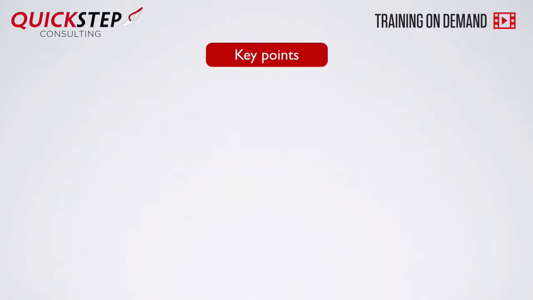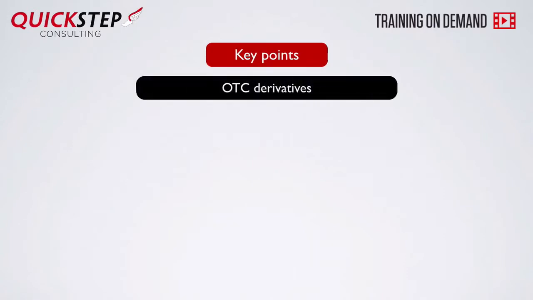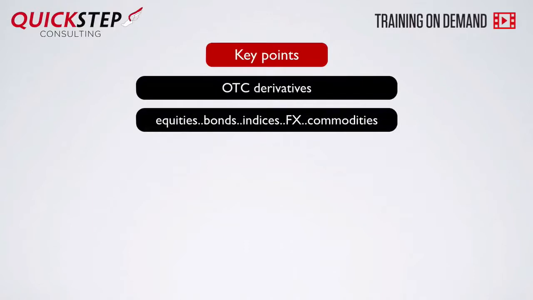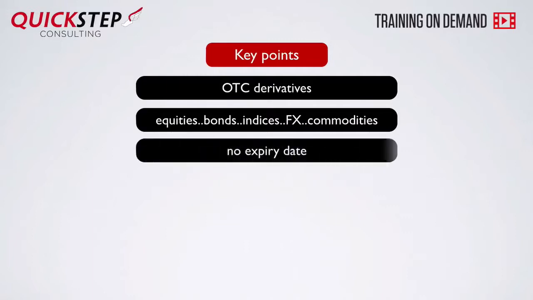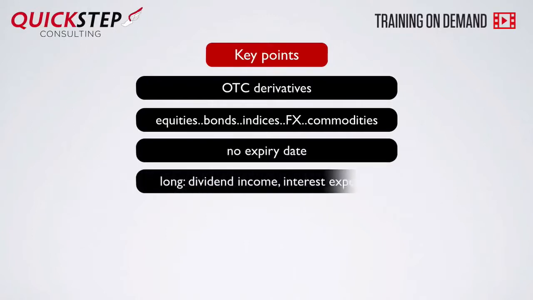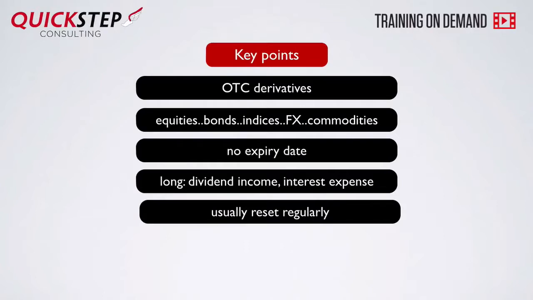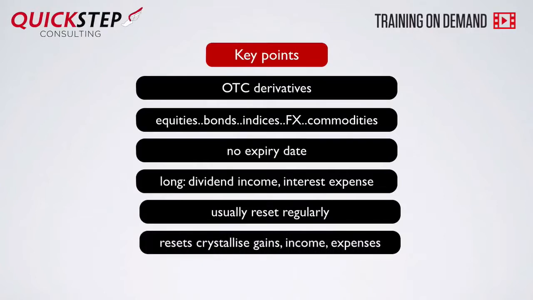CFDs are over-the-counter derivatives that allow investors to gain exposure to equities, bonds, indices, currencies and commodities. Unlike futures, they do not have an expiry date. Long positions can earn dividend income and incur interest expense. Short positions do the opposite. Positions are usually reset regularly, and the reset means gains and losses, income and expenses are realised and result in a cash flow.